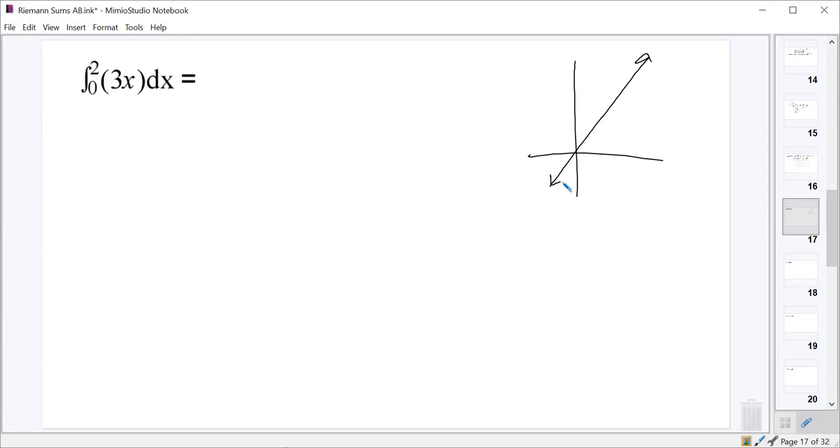So all this integral is saying is what's the area between this curve and the x-axis from 0 to 2. So first off, does this actually require any calculus?